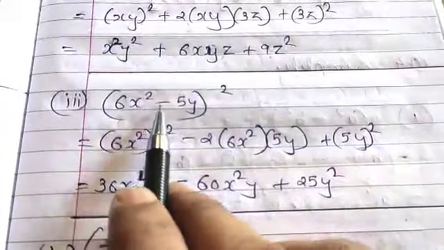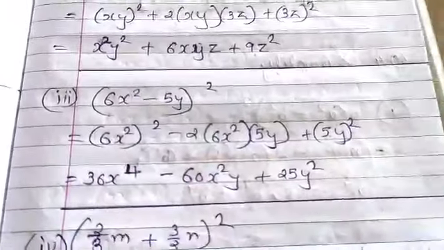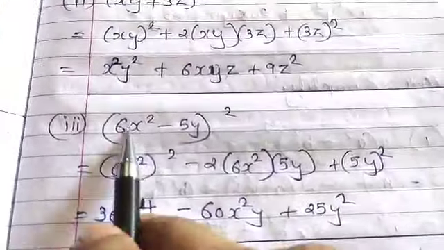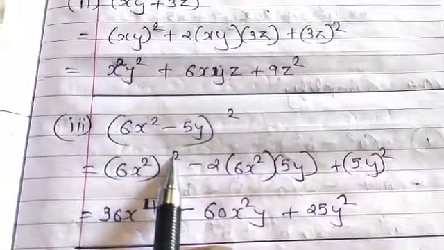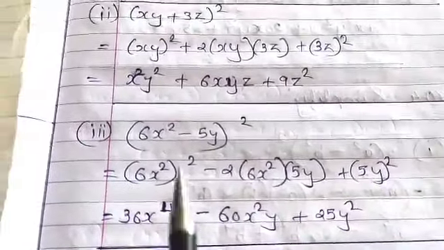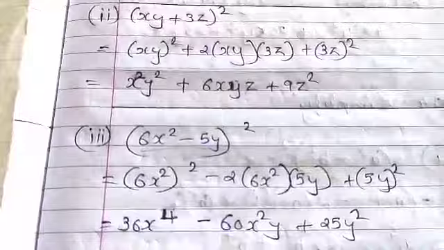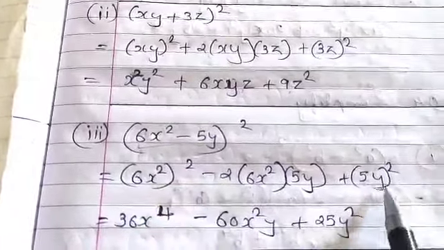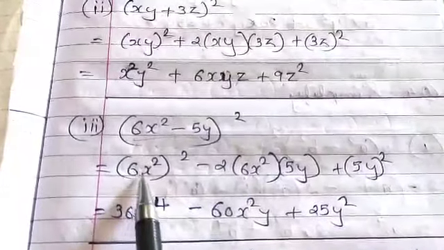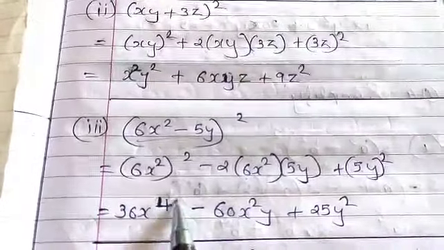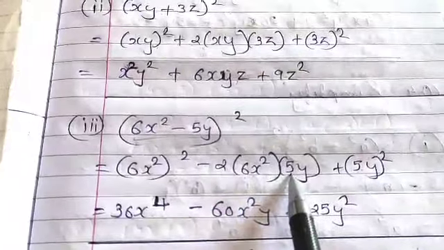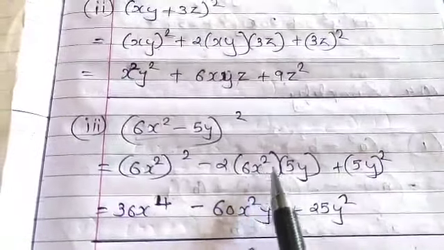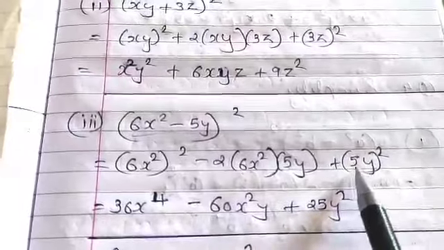Then (6x² − 5y)², that is the square of the first term, (6x²)², minus 2 into first term into last term, that is 2 into 6x² into 5y, plus the square of the last term, that is (5y)². Now the square of 6x² is 36x⁴, then 2 6s are 12, 12 5s are 60, so 60x²y, and the square of 5y is 25y².